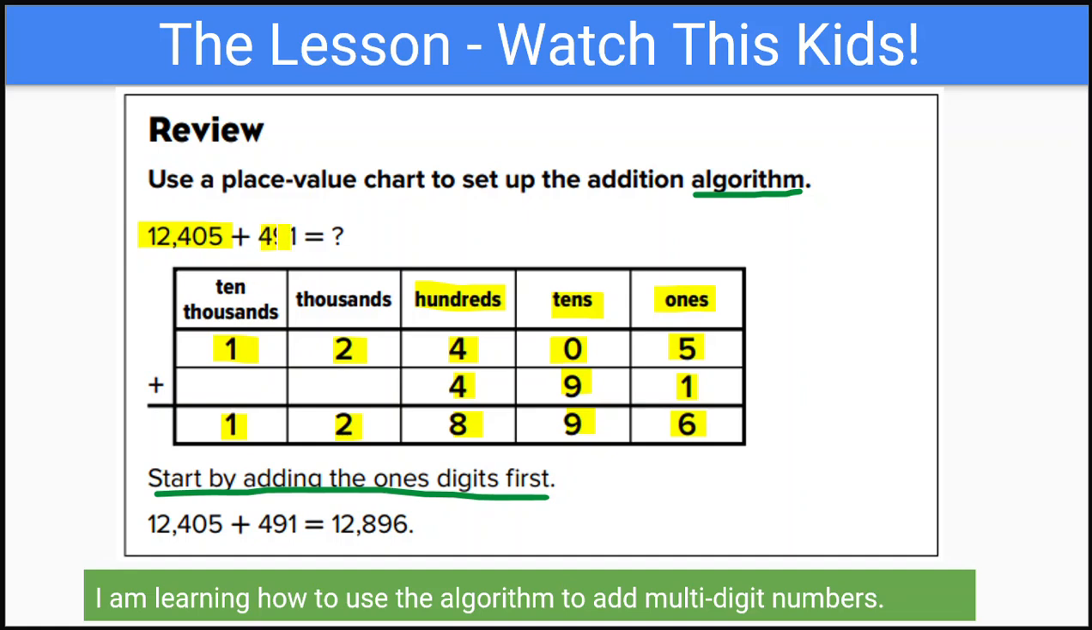Okay, now the answer right here, if you were to take 12,405 and you want to add 491, our sum is, well, we look at these numbers down here. And we need to put a comma in here, okay, right there. If you read it this direction, 12, and whenever you say the word thousands, we have to have a comma right there, 12,896. Okay, so 12,405 plus 491 equals 12,896. Kids, right now you're learning how to use the algorithm to add multi-digit numbers.